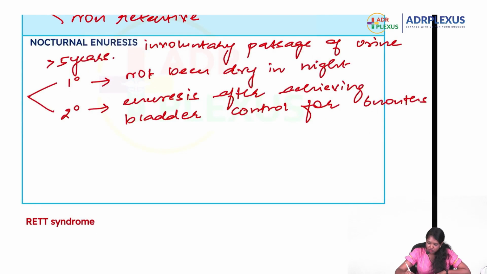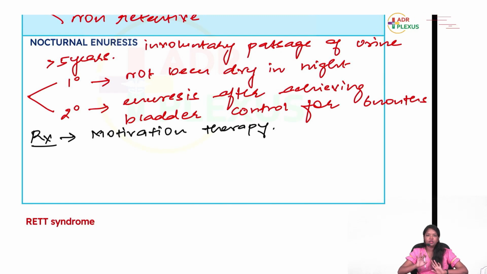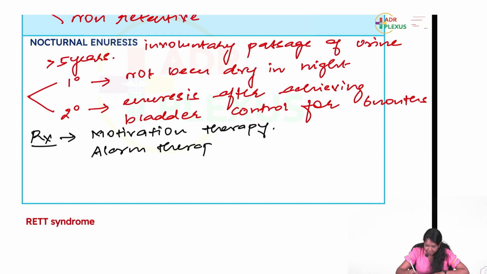So when a child comes with nocturnal enuresis, the treatment is very important. The first thing you are going to do is motivational therapy. You are not supposed to scold them. You're not supposed to give negative punishments and all. You motivate them. If they don't pass urine in the night in the bed, you motivate them. You give them positive reinforcement. If the child is not responding to that, you will go to the next therapy called alarm therapy.